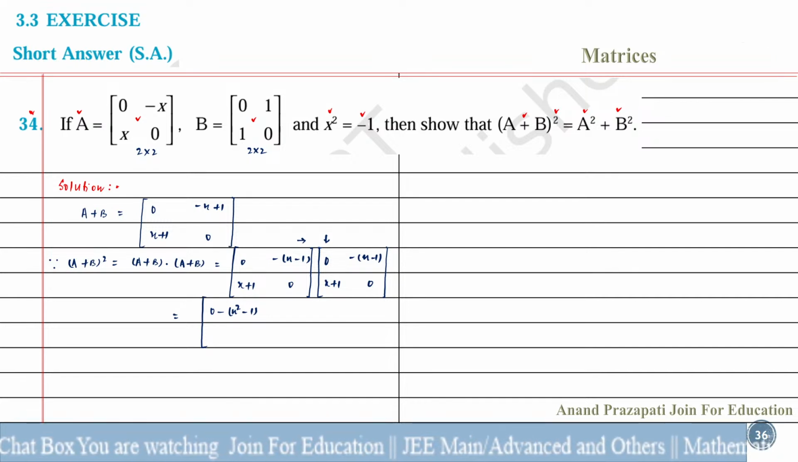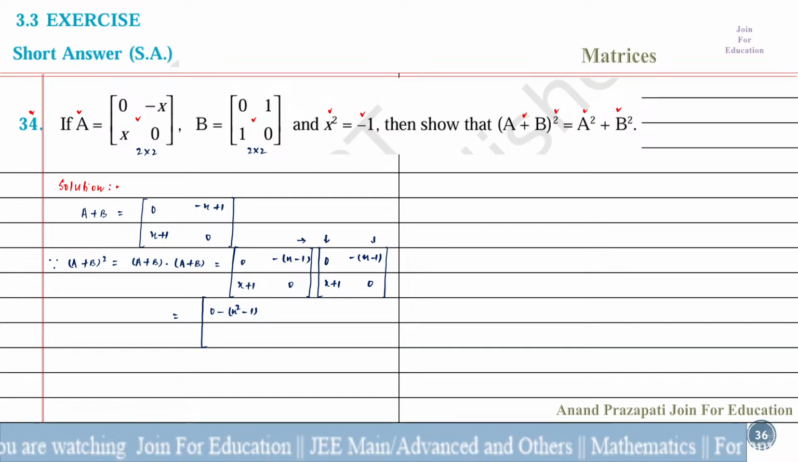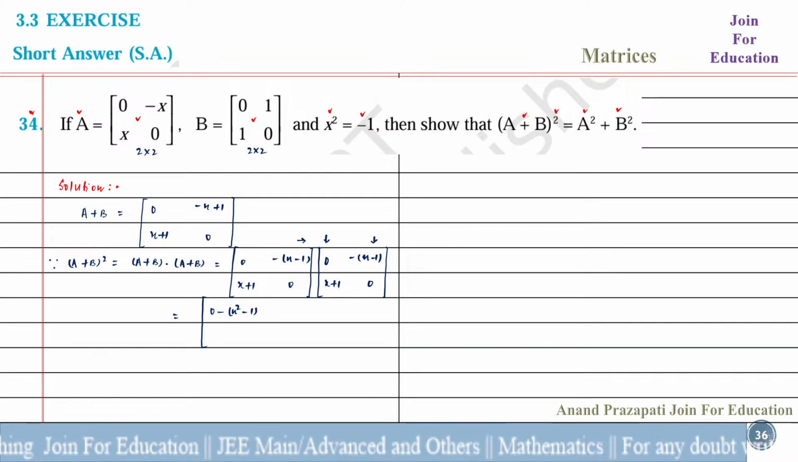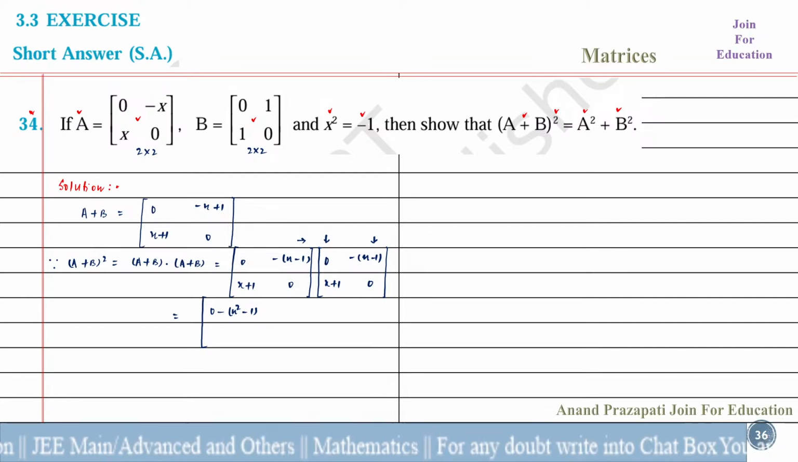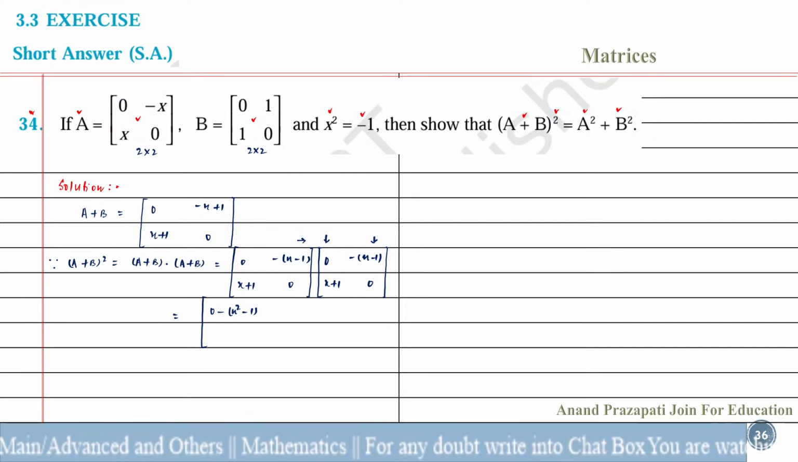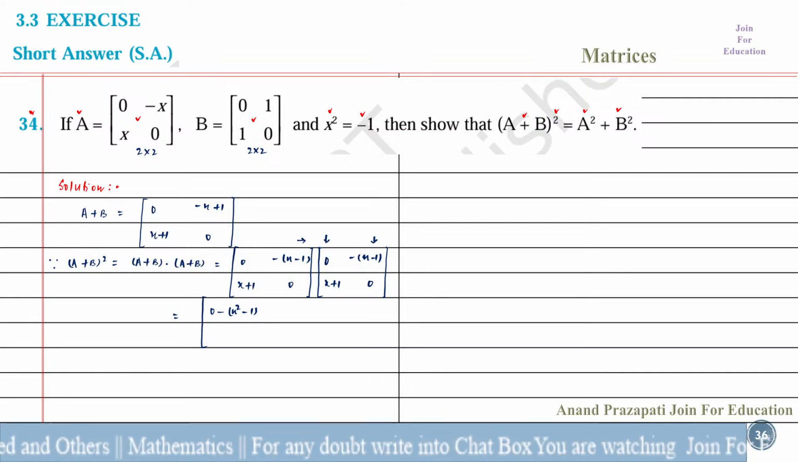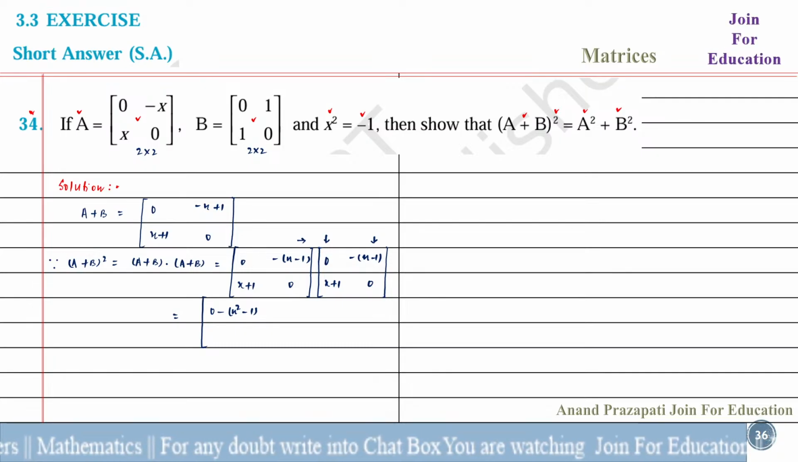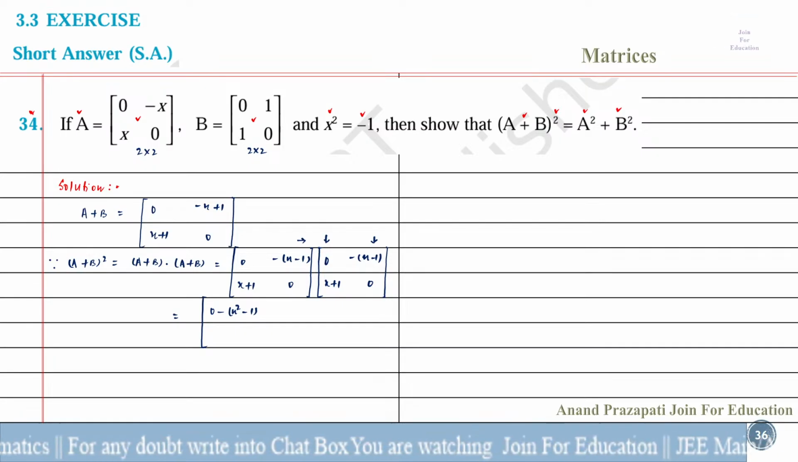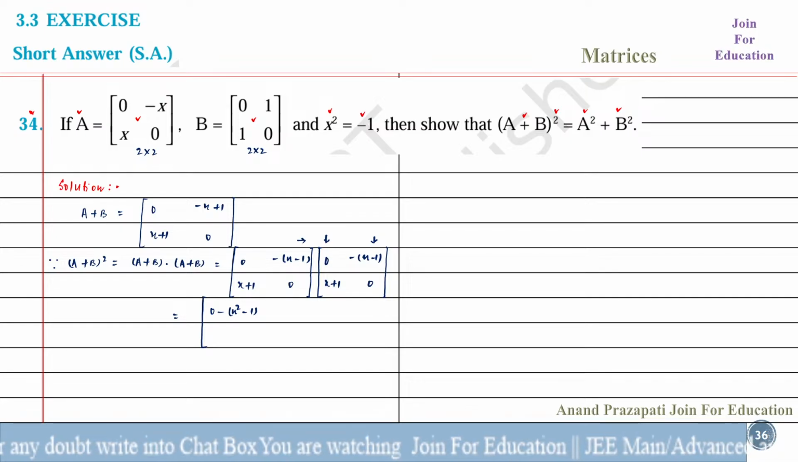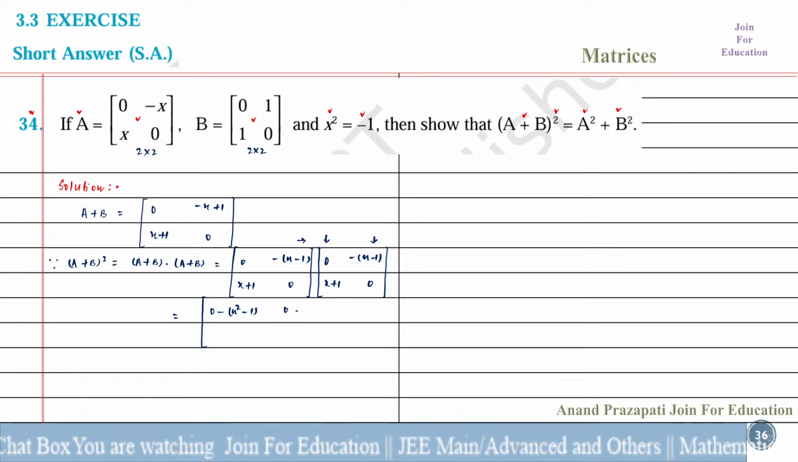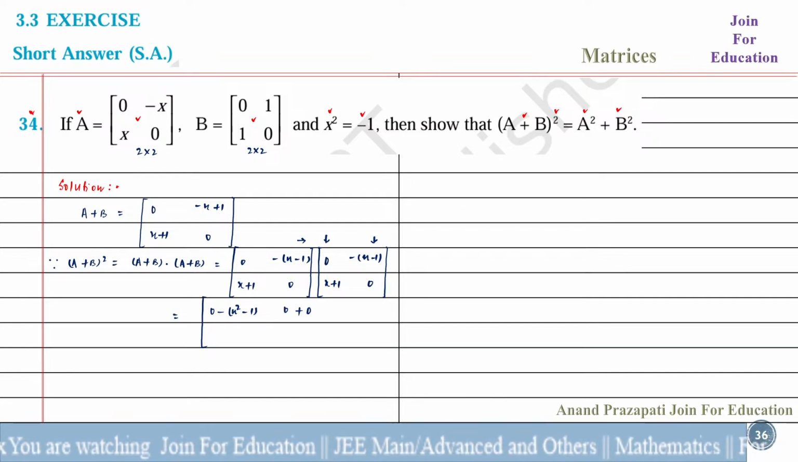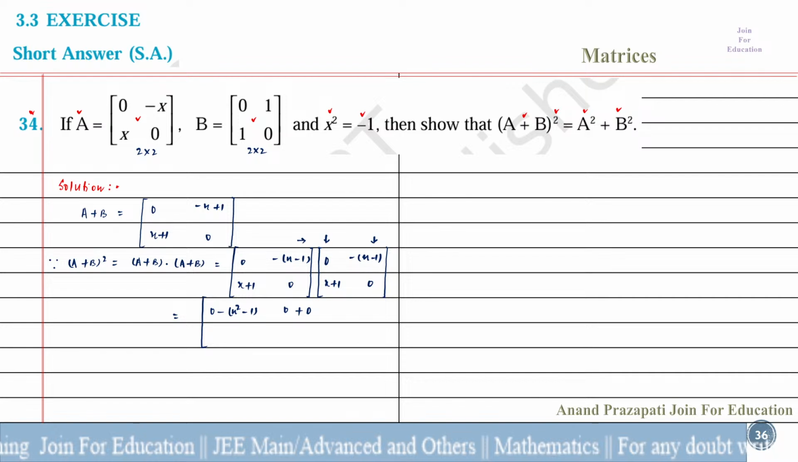First row along second column, for the second element of the first row we multiply the corresponding element. So 0 into minus x minus 1 equal to 0, plus minus x minus 1 into 0 equal to 0. Therefore, we write down here 0 plus 0. Observe there is no problem to understand up to this step.